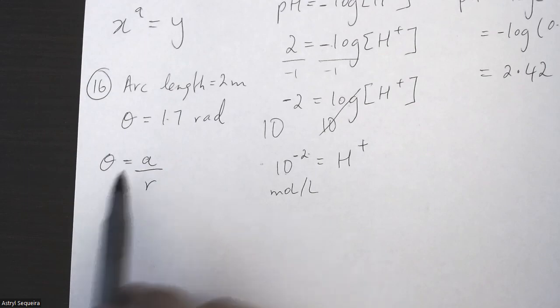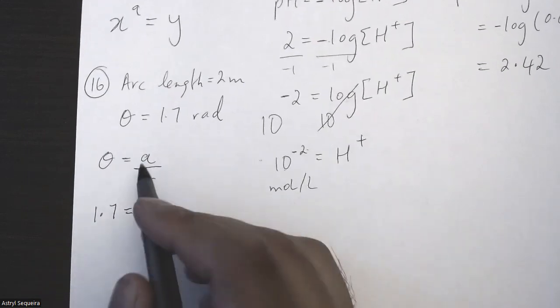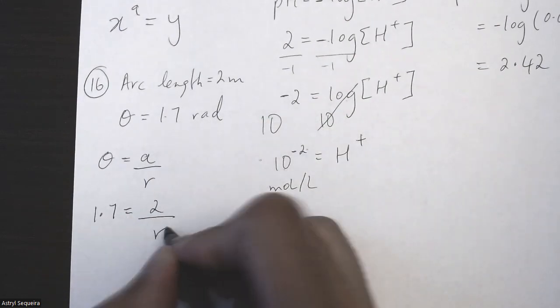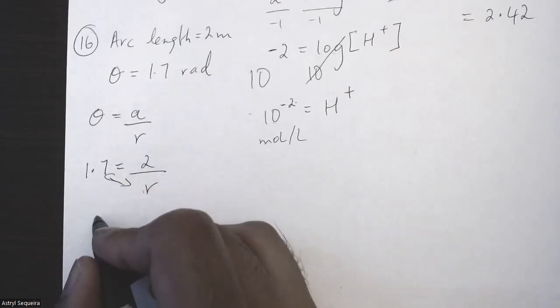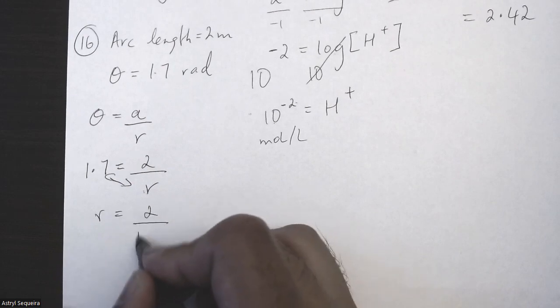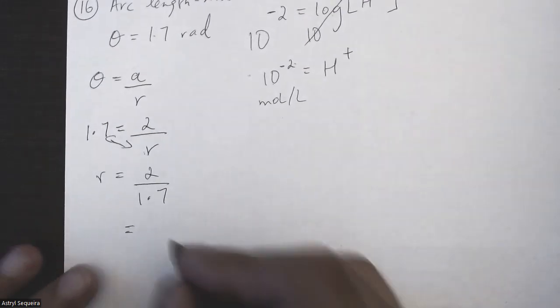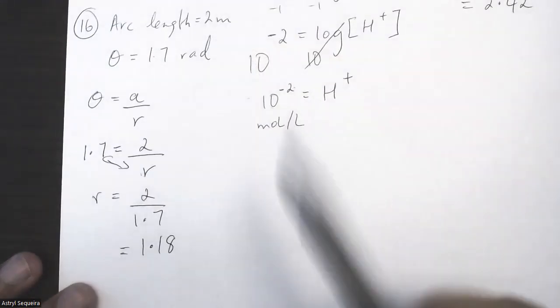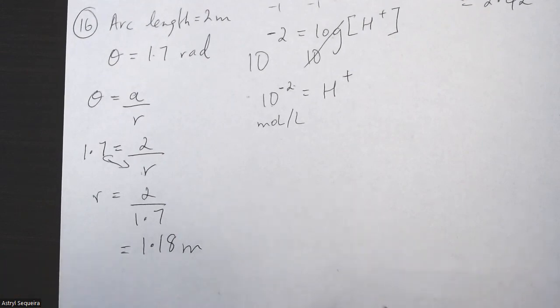So in this question, we are given theta is 1.7 radians. It's already in radians, so no need to convert. A stands for the arc length, which is 2, and we need to calculate the radius, which is in the denominator. So now I'm going to just cross multiply these two. So R equals 2 over 1.7, and 2 divided by 1.7 is approximately 1.18. The unit's going to be the same as the arc length. So if that's meters, this is also going to be meters.